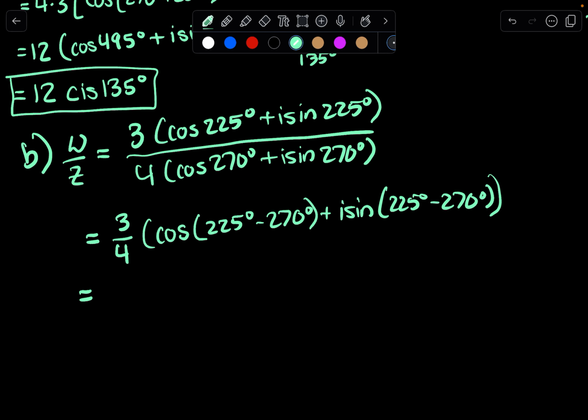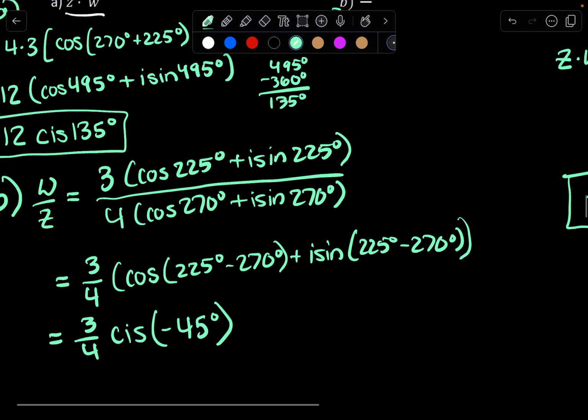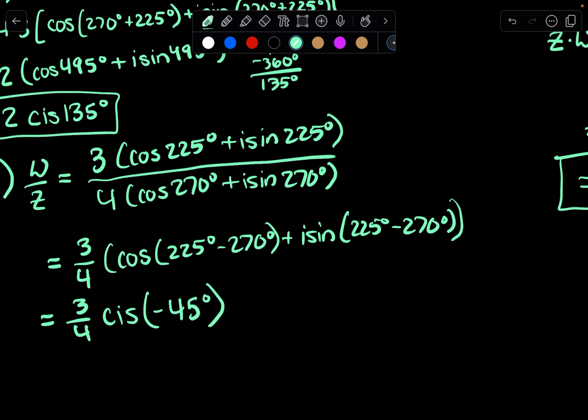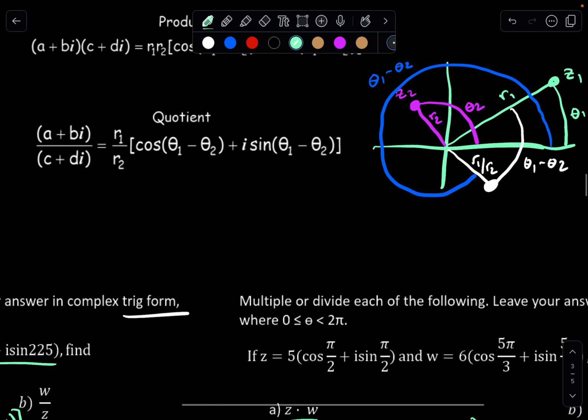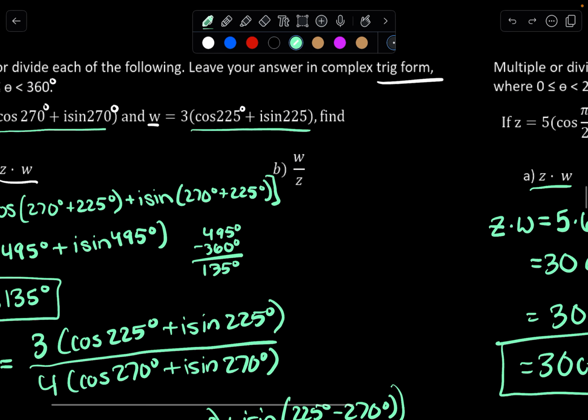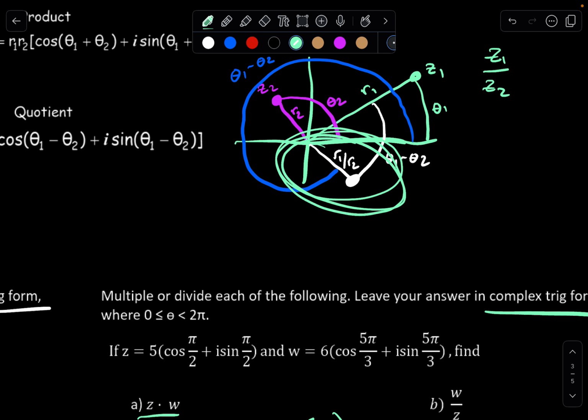And now I'm going to condense this because we're not converting to rectangular. So we'll have 3/4 CIS, 225 degrees minus 270 degrees. We end up with negative 45 degrees. So this is similar to what happened in the example I showed, we have two complex numbers. One is 225, so that's in quadrant 3. The other one is 270, that's right between quadrant 3 and 4. But when we take that bigger theta and subtract it from the smaller one, this puts us all the way back into quadrant 4, but with a negative coterminal angle.